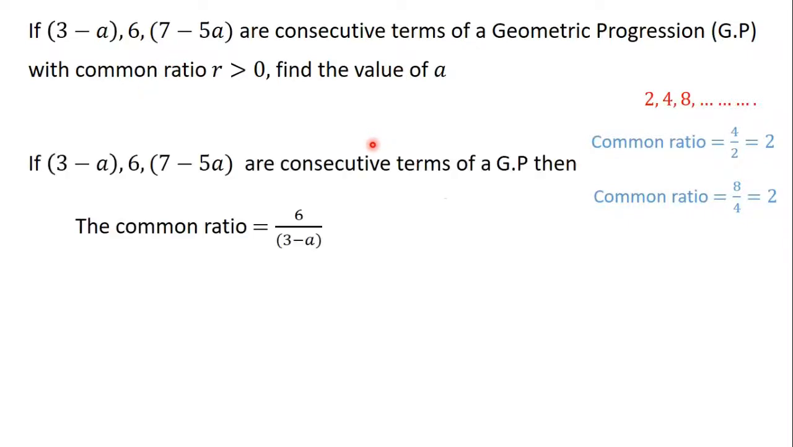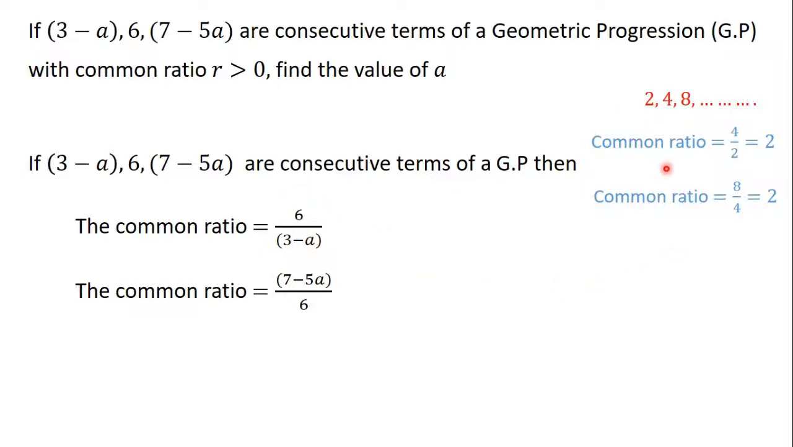The question is telling us that 3 minus a, 6 and 7 minus 5a are three consecutive terms of the GP. So it means that the common ratio will be equal to the second term divided by the first term. So the common ratio of this GP will be equal to the second term, which is 6, divided by the first term, which is 3 minus a, just as we have here. In the same way, the common ratio is also equal to the third term divided by the second term. Just as we have here, we have 8 divided by 4. So in the first case, the common ratio is equal to the second term divided by the first term. So that is what we have here.